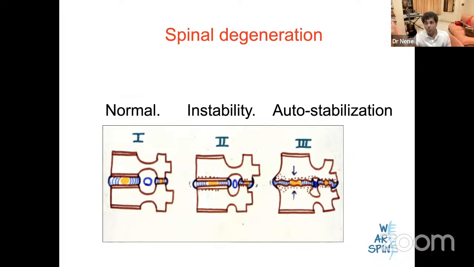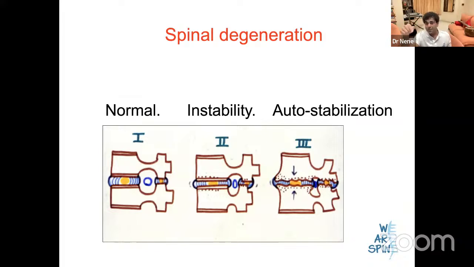Now, this naturally progresses towards a situation where the disc starts to dry up. As the disc dries up, there is auto stabilization in the front. Think about a weak foam and a foam that's now completely crushed. That's image number three on the screen, where the foam completely dries up and it's almost like bone sitting on bone. This is auto stabilization. Now there's no further movement in the main load-bearing leg of the tripod, and hence the facet joints behind typically don't get the freedom to move.